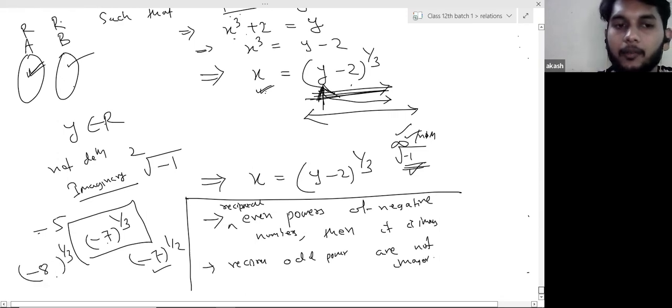So what does it say? What number, if you cube it, will give you minus 8? We can easily say minus 2, because minus 2 times minus 2 times minus 2 is minus 8. So we can say the cube root of minus 8 is minus 2. But if I ask you what is the square root of minus 4, there is no answer. Right? Understood this, Syed?